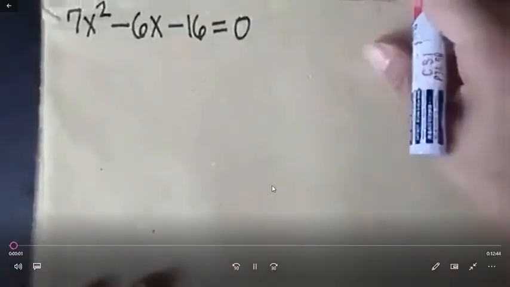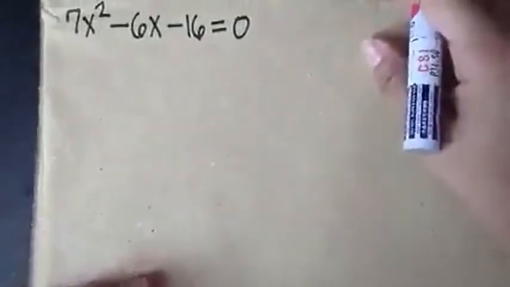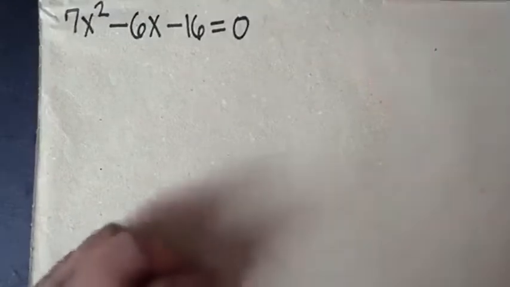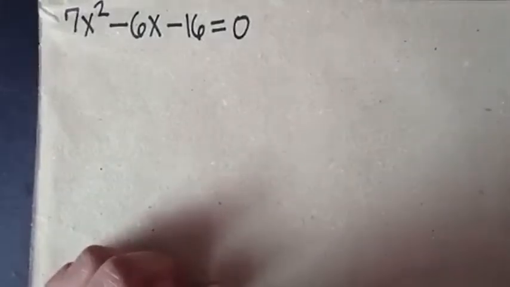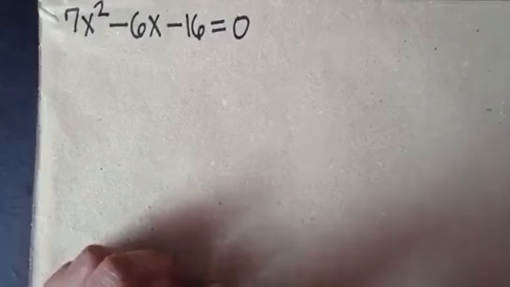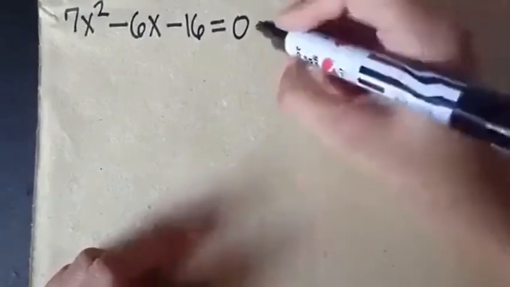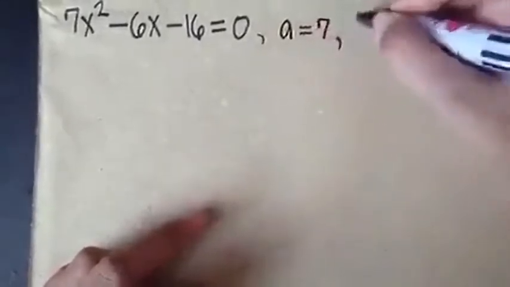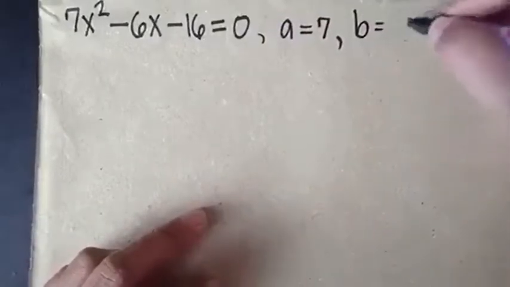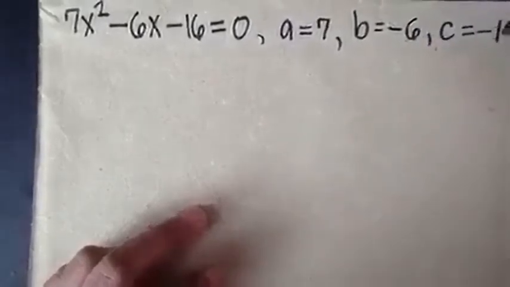Okay, so now we are going to solve for 7x squared minus 6x minus 16 is equal to 0. This time we are going to use the quadratic formula. So ang first step natin is to make sure that the quadratic equation is in standard form. Since nasa standard form na yung quadratic equation natin, we can now identify the values of our a, b, and c. The value of our a in the equation is 7, b is negative 6, and our c is negative 16.